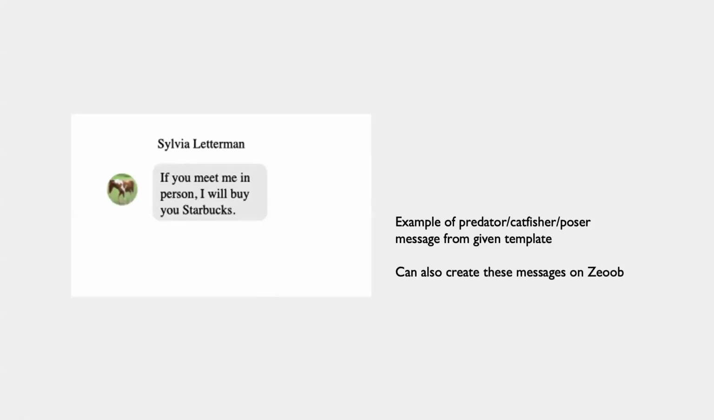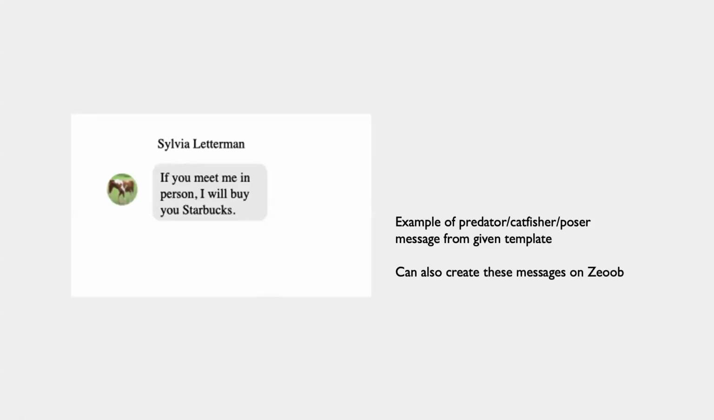That you can have these out and you can say, let's talk about Sylvia here. She has a picture of a horse and not a person. And if I meet her in person, she's going to buy me something. Is that predator behavior? She's promising me something. She wants to meet me and I don't know her. So what do I think?